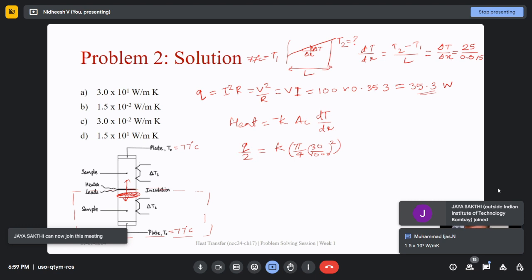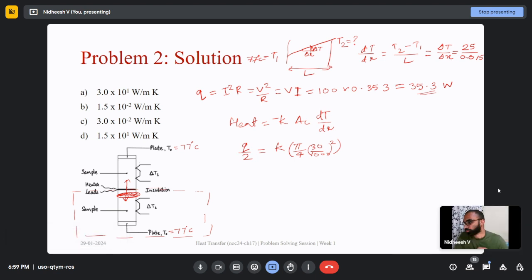Thermocouple temperature is 25, sir, no? So initial temperature is 77, and by the time it reaches the thermocouple, delta T is 25. No, don't think of it like that. There is no time change; it is a steady state process. The temperature at each cross section remains the same with respect to time. The thermocouple is reading the steady state temperature, not the transient temperature.